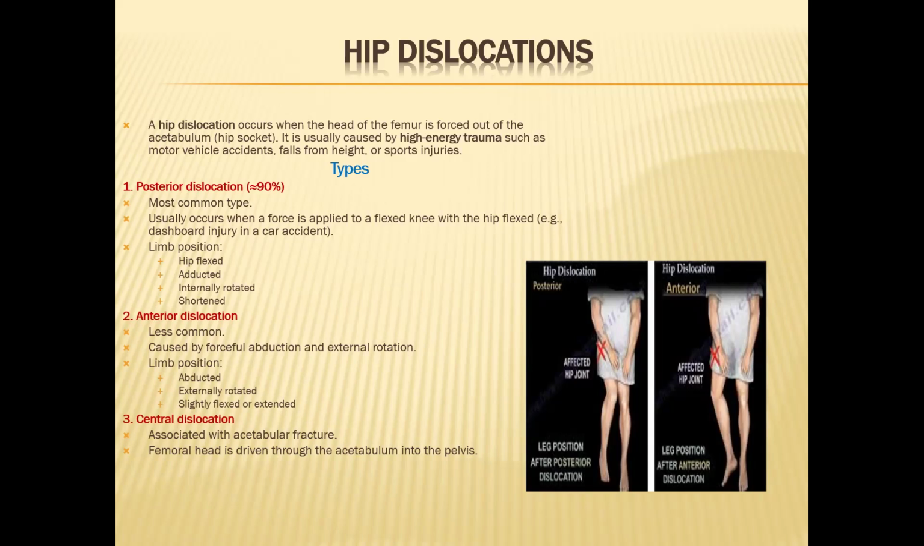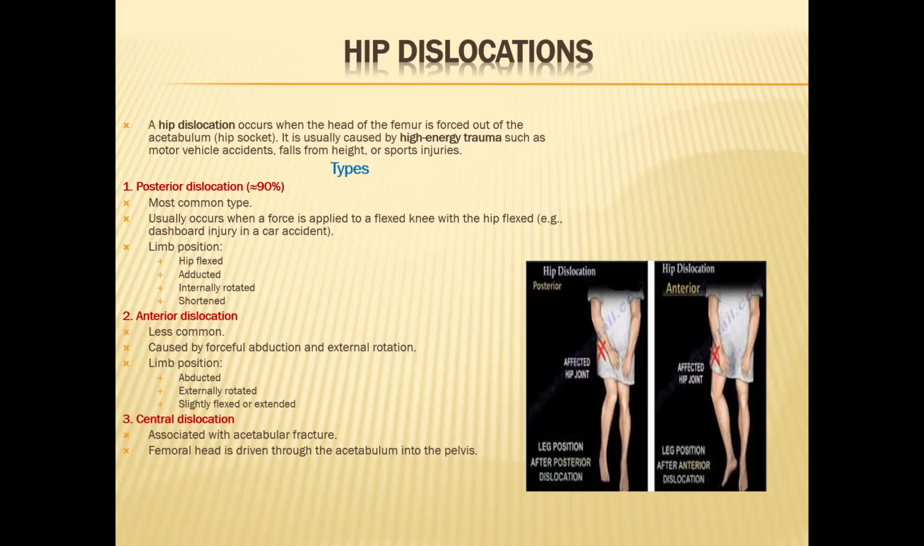Hip dislocation can be classified according to the position of the head of the femur. It can be a posterior dislocation, an anterior dislocation, or a central dislocation. Out of these, posterior dislocation is the most common type. It usually occurs when the force is directed from anterior to posterior, like in a dashboard injury. In the picture, we can see the position of the limb during hip dislocation.